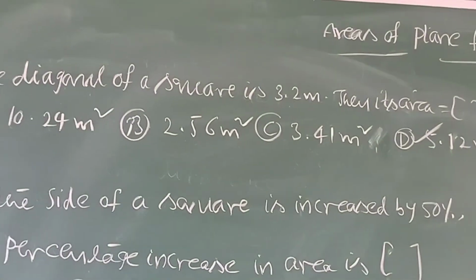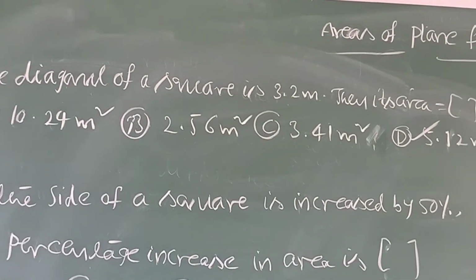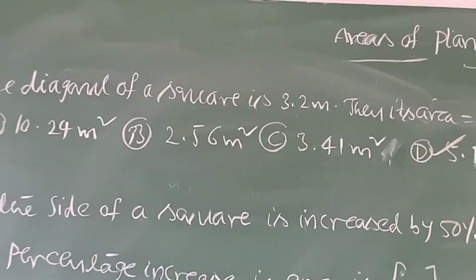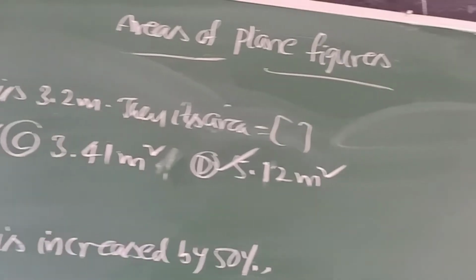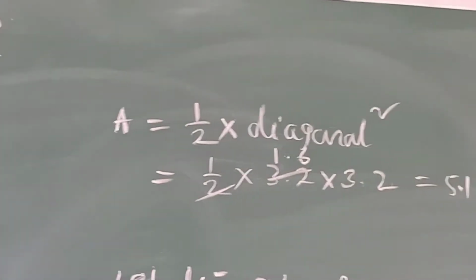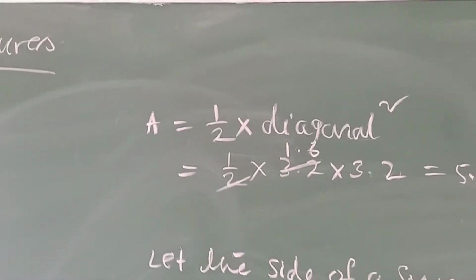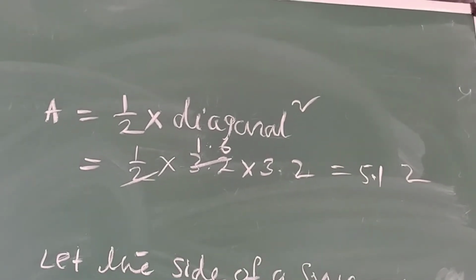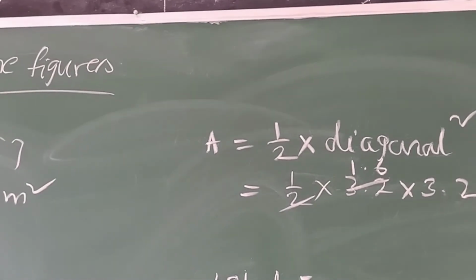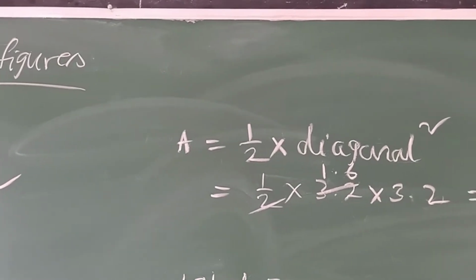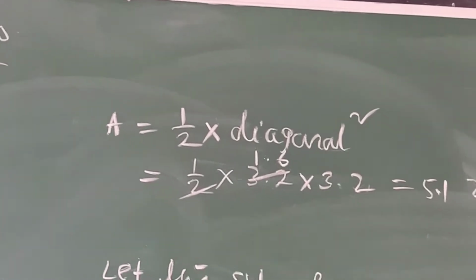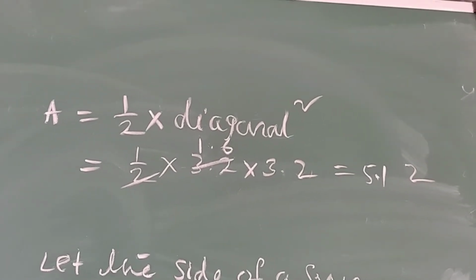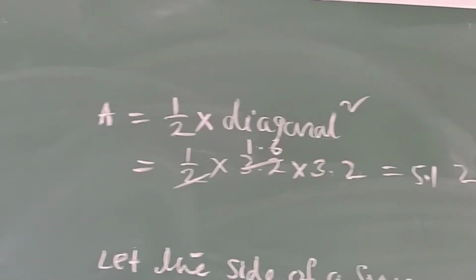The diagonal of a square is 3.2 meters. Then its area is? Generally, when the diagonal of a square is given, its area can be found by using the formula 1 by 2 into square of the diagonal. That is equal to 1 by 2 into 3.2 into 3.2, because the length of the diagonal is given to be 3.2 meters. Therefore, 1 by 2 into 3.2 into 3.2 is equal to 5.12 square meters.